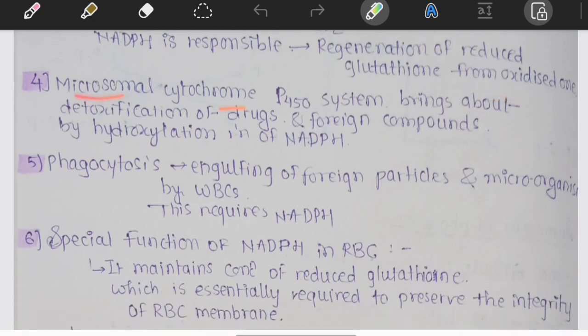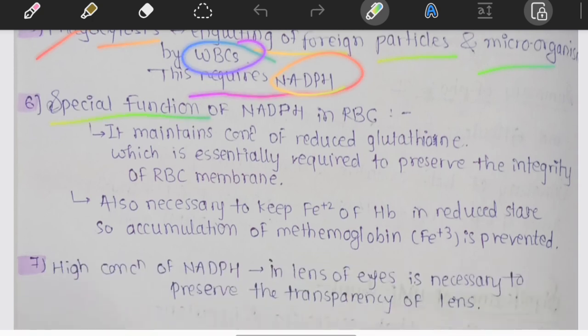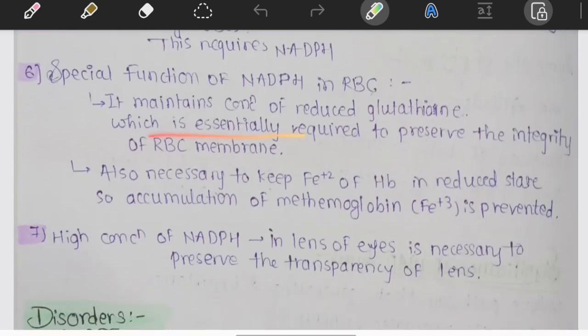Fourth point: the microsomal cytochrome P450 system brings about detoxification of drugs and foreign compounds by hydroxylation reactions using NADPH. In further videos, we will see detoxification reactions in detail. Phagocytosis, the engulfing of foreign particles and microorganisms by WBCs, requires NADPH. A special function of NADPH in RBCs is that it maintains the concentration of reduced glutathione, which we saw previously, and which is essentially required to preserve the integrity of the RBC membrane.